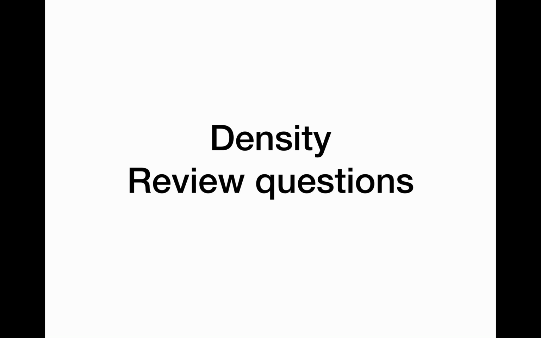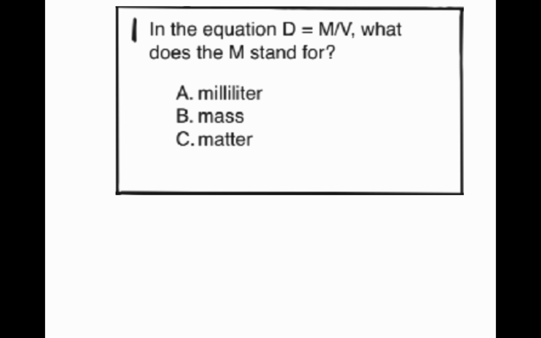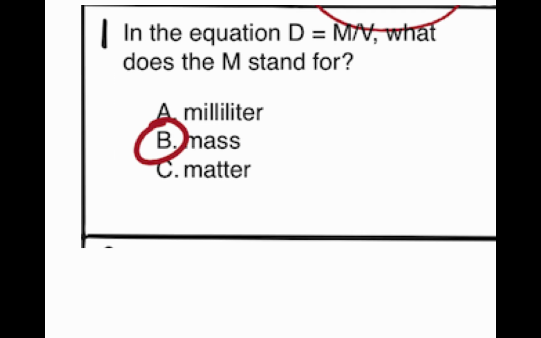And just a really quick review of some questions. So question number 1, in the equation, density is mass divided by volume. What does the M stand for? And you would be correct if you said mass. So mass divided by volume. The M stands for mass.